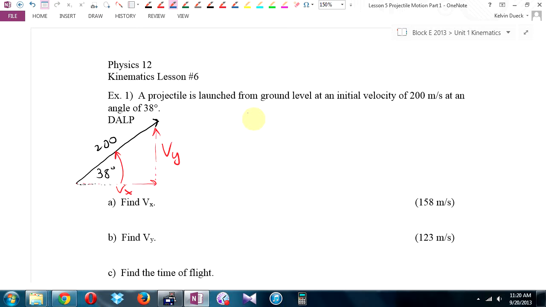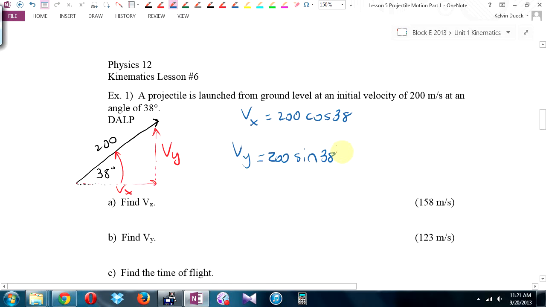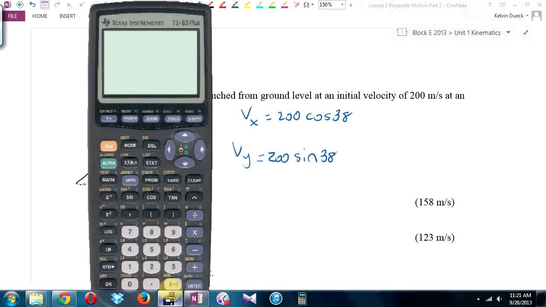So who remembers which trig function is going to be Vx? Vx equals 200 cos 38, and Vy equals 200 sine 38. And again, if I was a good teacher, I'd come up with some dumb, clever way that you could remember that Vy was sine, but you'll have to come up with something on your own, clearly, because I'm letting you down here.